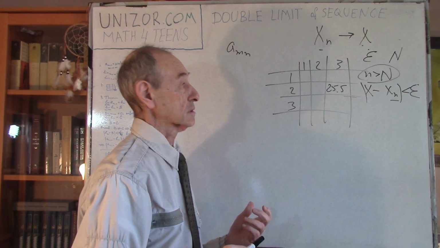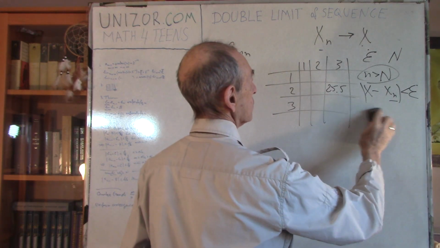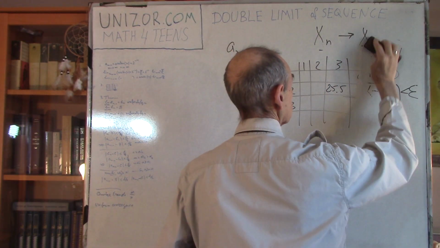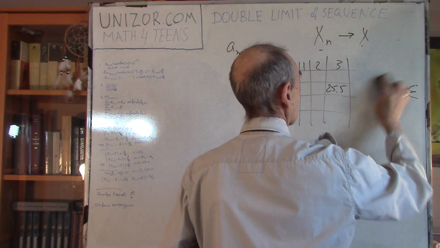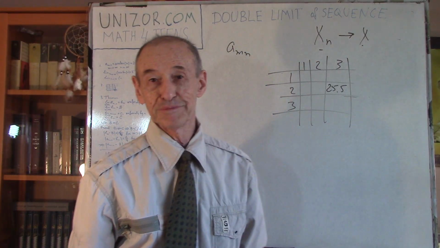Now we're talking about the double limit. So the double limit question is which index we are using, the first one, or the second one, or both of them, etc. And that's basically the subject of today's lecture.